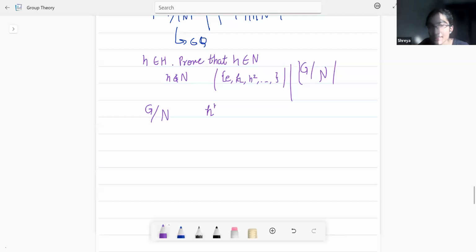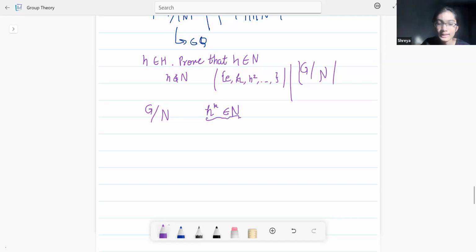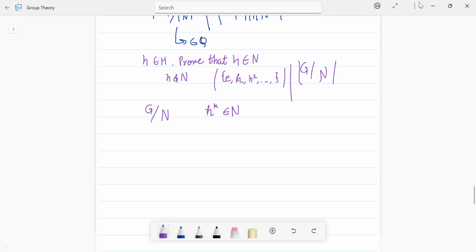So you take H, you take the least k such that H raised to k belongs to N. Is this what you're doing? I'm taking H which does not belong to N. I am considering N into H as the element of G by N. I am considering the subgroup generated by that. So the cardinality of that subgroup is the least k such that H raised to k belongs to N. Oh, that's the same thing. Yes, that makes sense. So then you'll get this k.